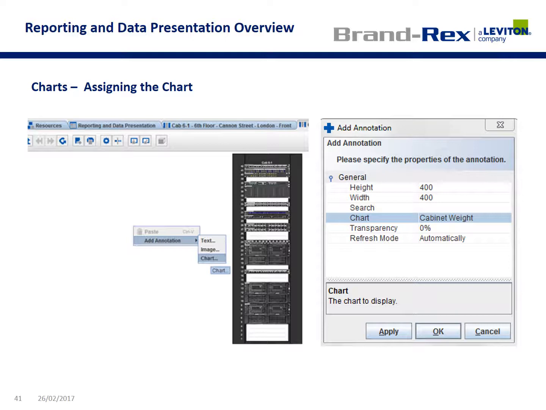With the cabinet displayed, right-click on the space beside the cabinet. Select Annotation and then Chart, as seen here on the left. SmartPatch will then ask you for some configuration parameters. Enter which chart you wish to use and the size of the pie chart. Here we have entered 400 by 400 pixels and left the transparency at 0. Select Apply and OK. You can now position your chart where you would like to see it, as shown in the final slide.